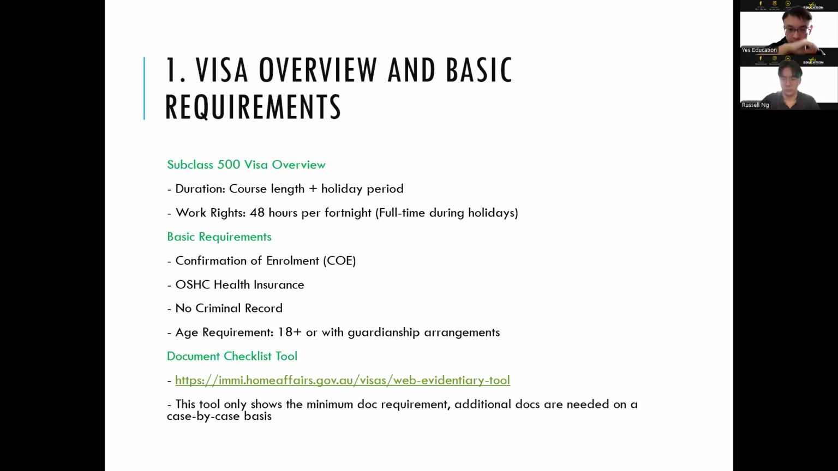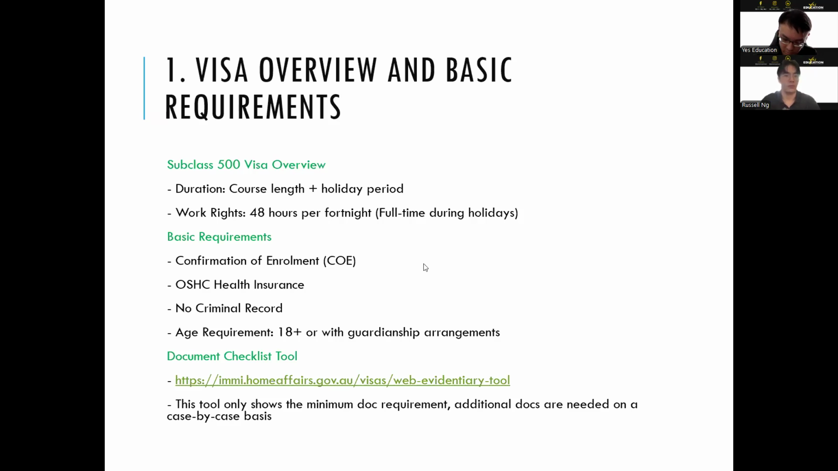the basic requirements. Generally, the duration of the visa lasts from the start of the course till the end of the course, usually 2 or 3 months after the end of the course. The period also includes all the holidays between the semesters or terms. And the visa comes with 48 hours work rights per fortnight. That means for every 2 weeks, a student can work for 48 hours.